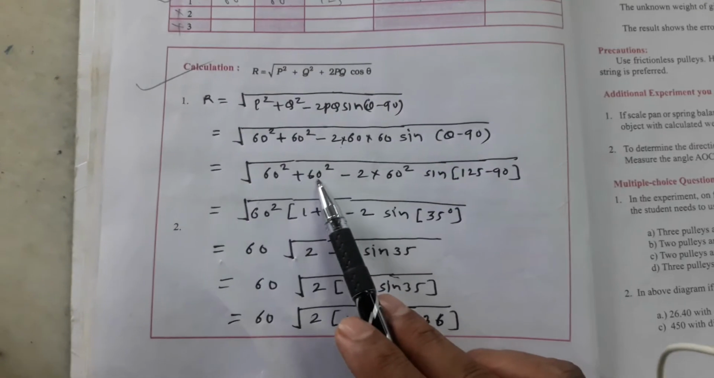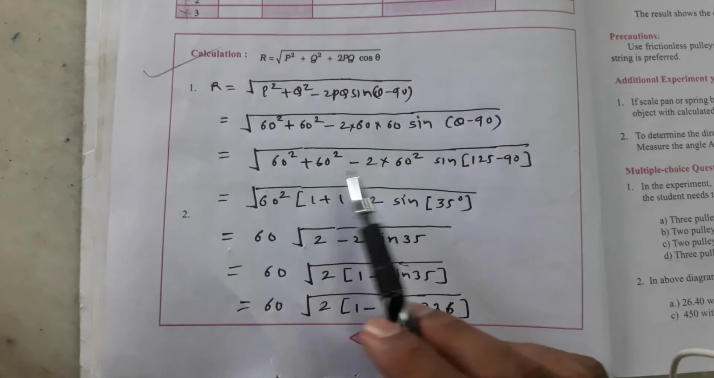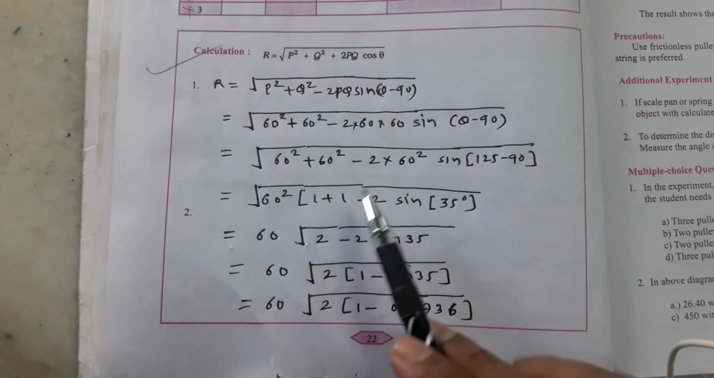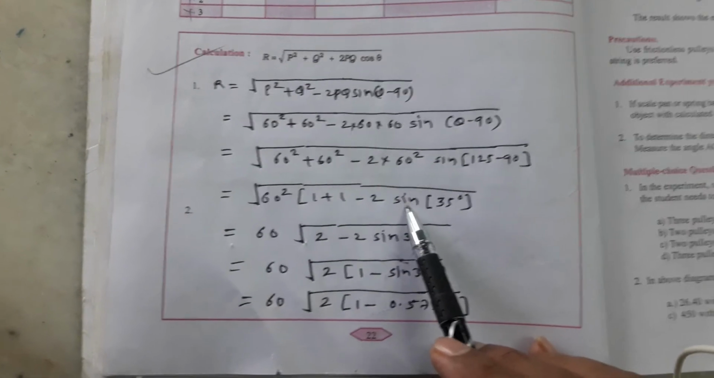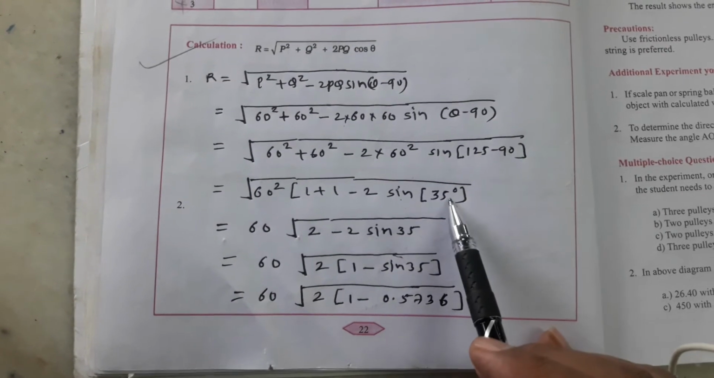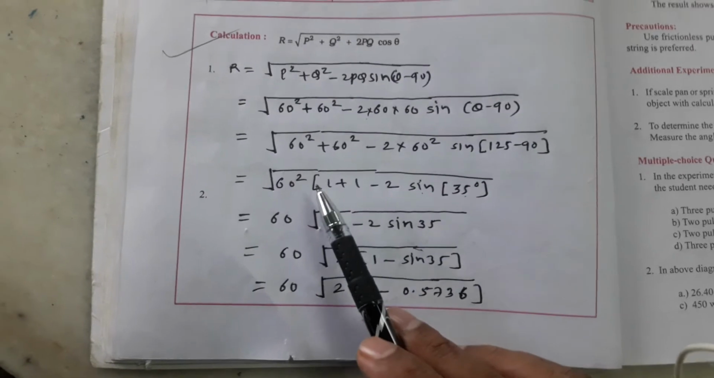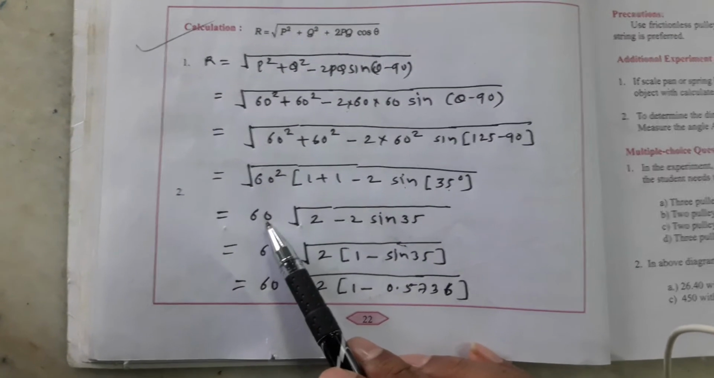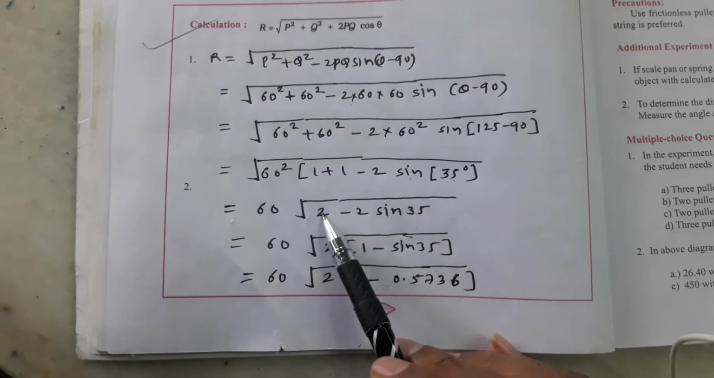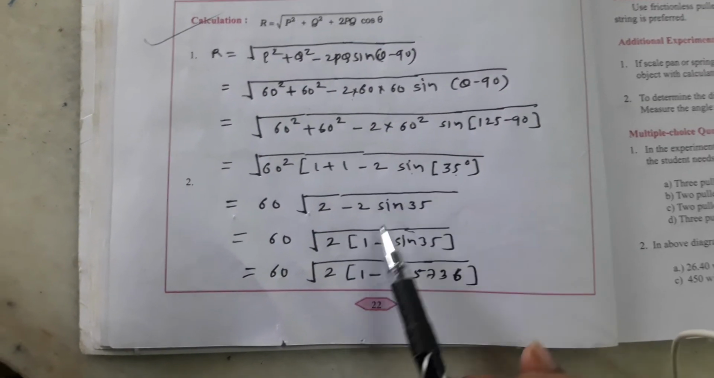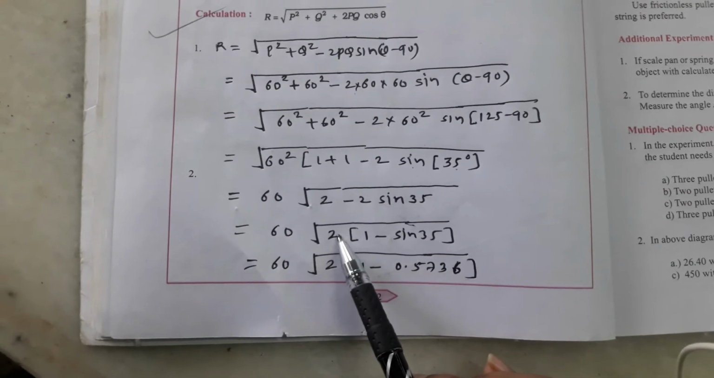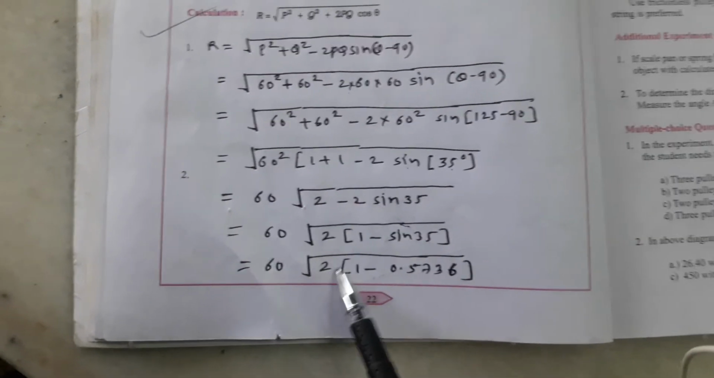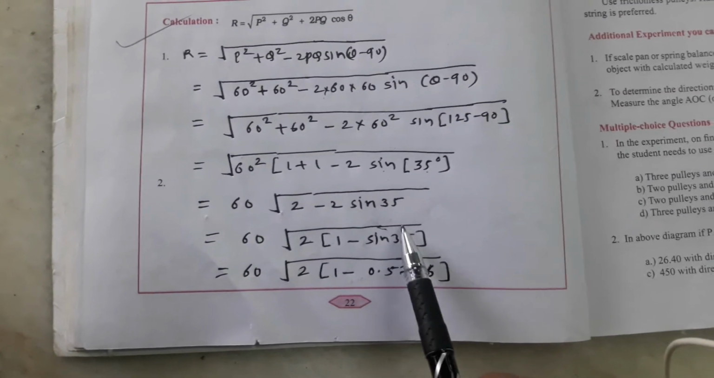This 60 square, this 60 square we took common. So once I took common here it is 1, here it is 1, this is minus 2 sin 125 minus 90, which is 35. 60 square we took outside the square root, we got 60, 1 plus 1 is 2, minus 2 sin 35. We took 2 common, here remaining is 1, and this is sin 35. So 2 as it is, 1 as it is, we will find the value of sin 35.